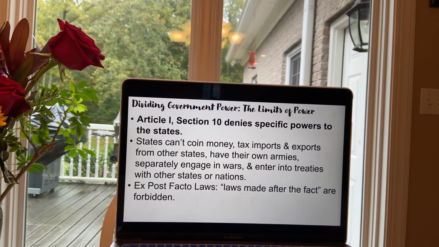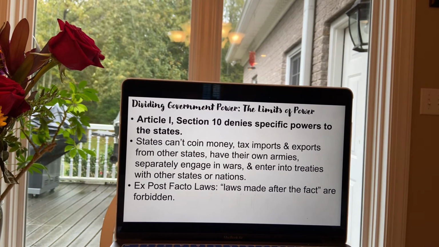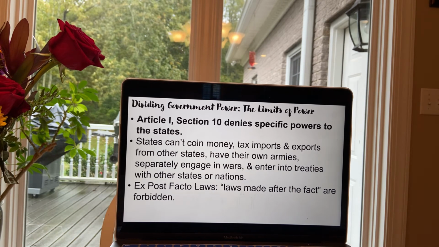Article 1, Section 10 denies specific powers to the states. For example, states cannot coin money, they cannot tax imports and exports from other states, and they cannot have their own military. Technically, the National Guard is part of the U.S. military. They cannot separately engage in war, and they cannot enter into treaties with other states and nations. They also cannot pass ex post facto laws, which are laws that are made after the fact.